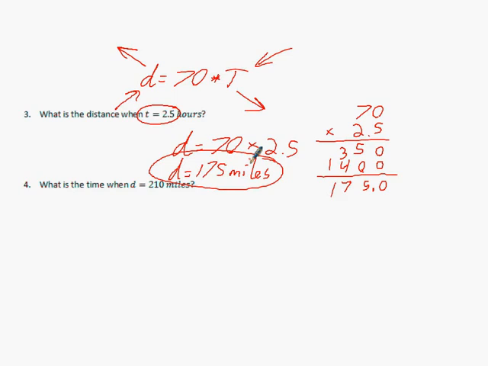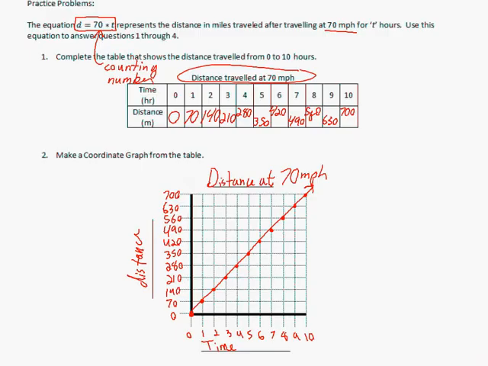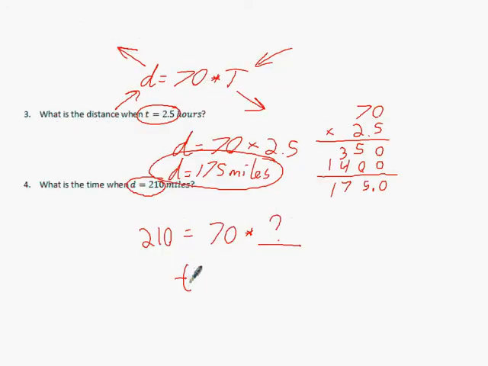Number 4, what is the time when D equals 210 miles? This time we're going to plug something in, get something out. 210 equals 70 times what? 70 times what equals 210? Well, let's take a look. Do we see a 210 somewhere up here? Right there. 3 hours. Time equals 3 hours.